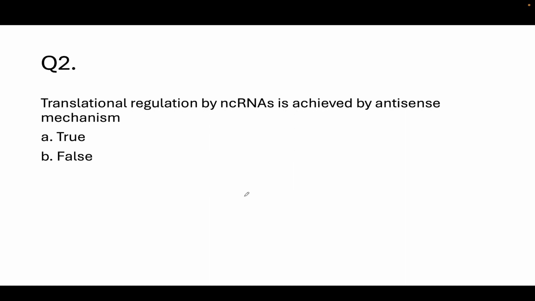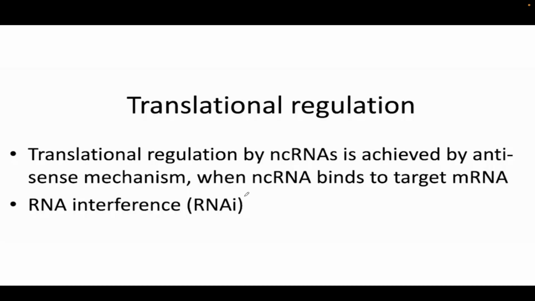Okay, let's see. So we were talking about transcriptional regulation. Now it is translation. Translation means when this mRNA, after undergoing post transcriptional modification, moves to the cytoplasm where ribosomes help in formation of proteins using tRNA and other protein molecules or other enzymes. So this translational regulation by non-coding RNAs is achieved by antisense mechanism.